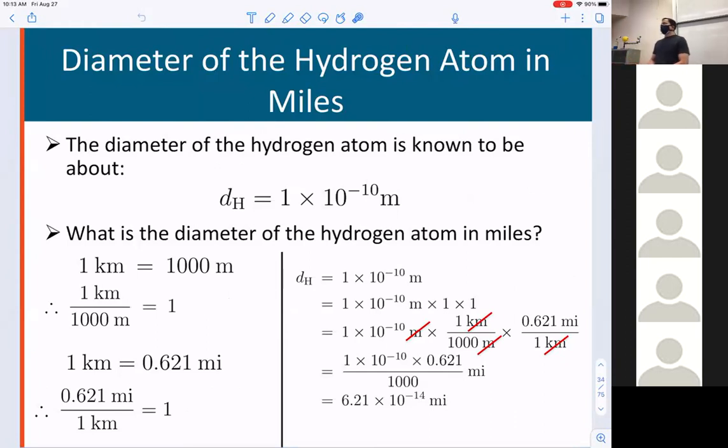Which means that if you were to take 1 mile, you could line up hydrogen atoms along that entire mile. What would you have? You would have 1 over that many hydrogen atoms, so 10 to the 14 atoms divided by 6.21. Forget the 6.21. What's 10 to the 14 atoms? That's 100 trillion hydrogen atoms roughly in a mile. Any questions on that? Okay.